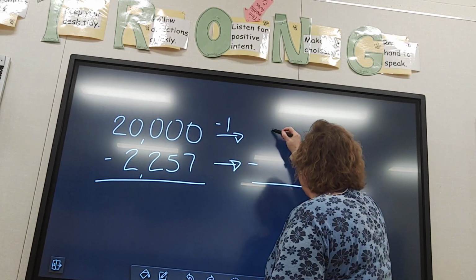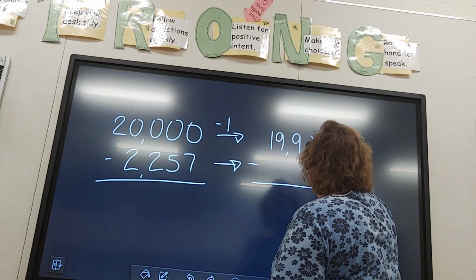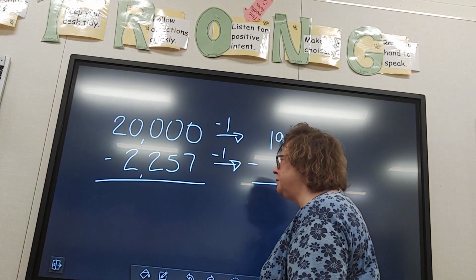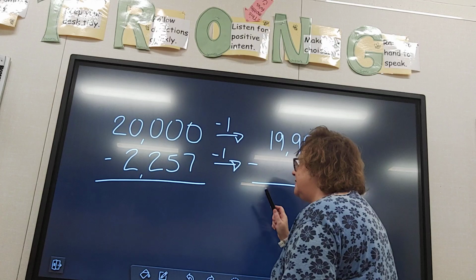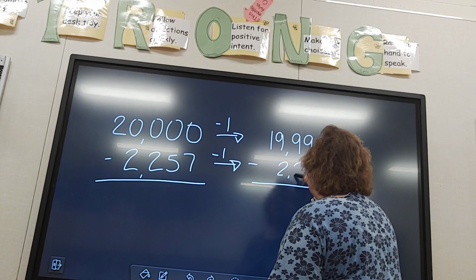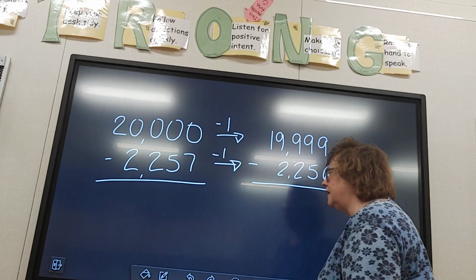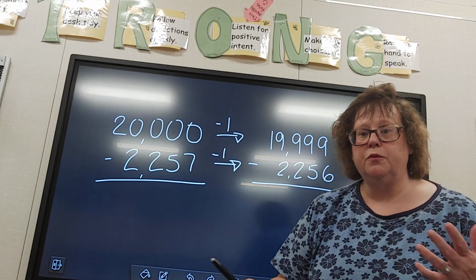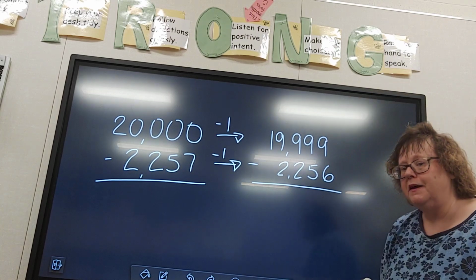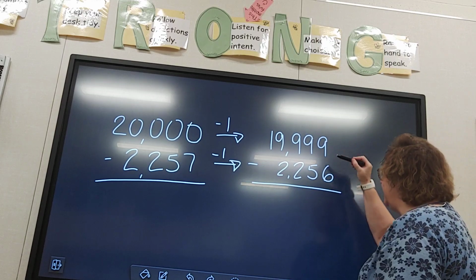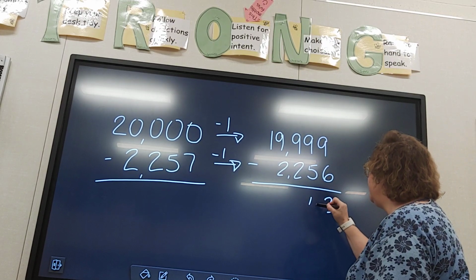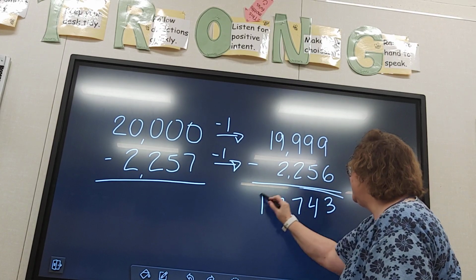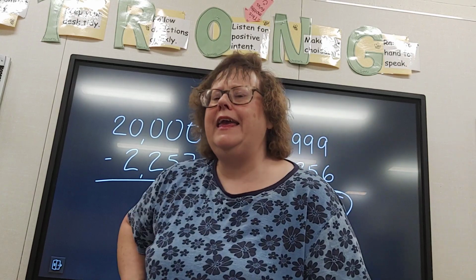So 20,000 becomes 19,999. Well, if I do that to the top number, I have to do it to the bottom number. So 2,257 minus 1 is 2,256. Now I just turned a nightmare of a problem when it comes to regrouping into a super simple problem that has the same difference. 9 minus 6, 3. 9 minus 5, 4. 9 minus 2, 7. 9 minus 2, another 7. And there's our answer.